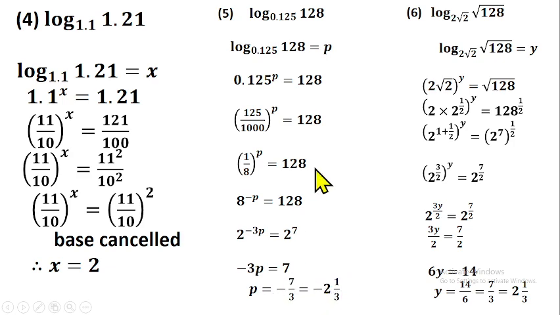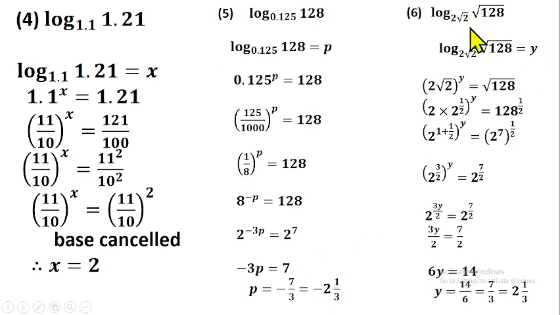So we can raise 0.125 minus 7 over 3 times to get 128. I hope you understand that. If you put the value of your p here, 0.125 raised to power minus 7 over 3, it will give us this value. So that's what it implies.